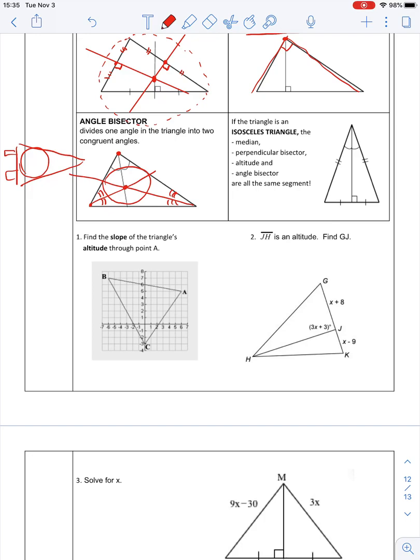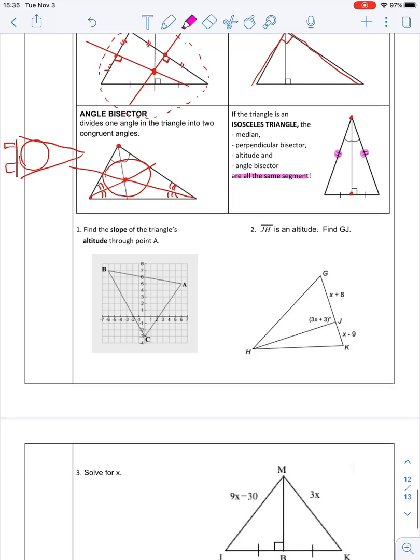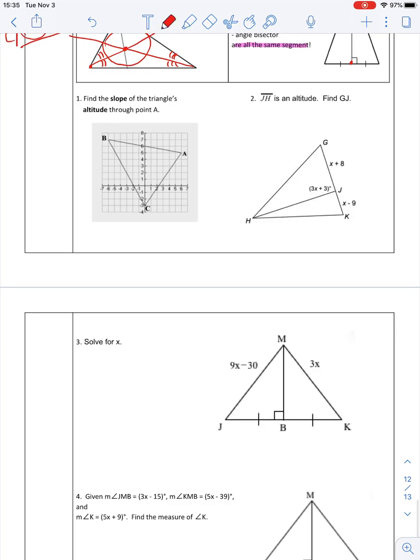Now, one thing that is important is if the triangle is isosceles, the median that extends from the vertex to the midpoint, the perpendicular bisector that bisects that side at a right angle, the altitude that goes from the vertex to the opposite side at a right angle, and the angle bisector are all the same segment. And it's all because those two sides are the same. So if those two sides are the same, all four of those pieces are the same line. So let's look at some problems that would come up with this.